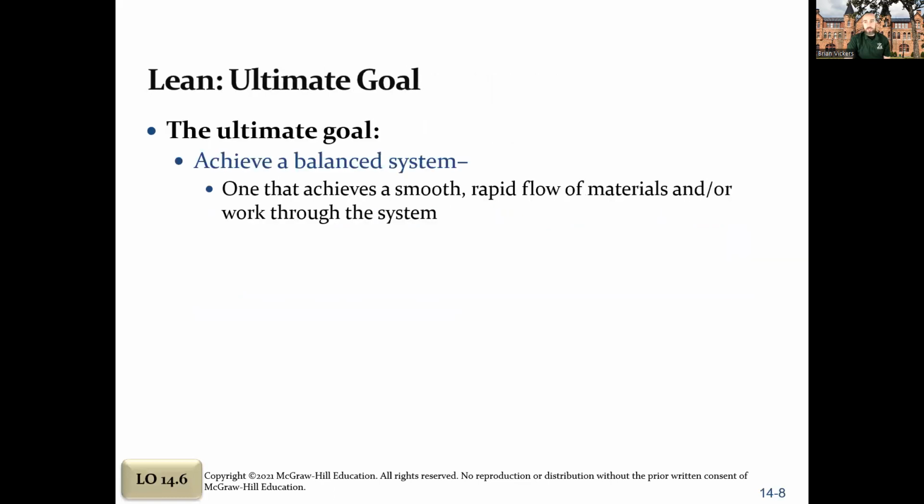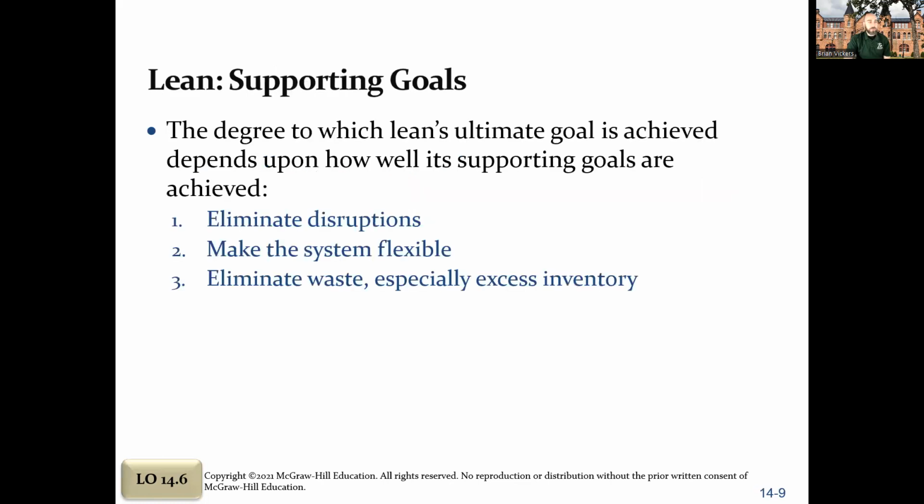What's the ultimate goal? Yes, there's many supporting goals, and there's many characteristics and many benefits to implementing a lean operation, but the main goal is a balanced system. A smooth, rapid flow of materials or work or processes or services through a system. So that is the ultimate main goal. Everything else supports that goal. There should be a smooth flow of materials or services or work or anything else through the system that your business runs off of.